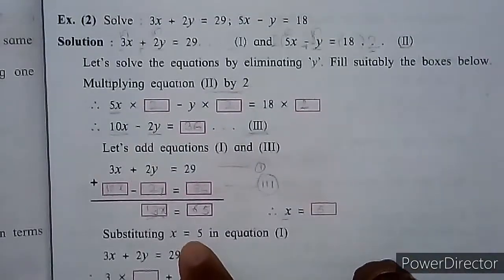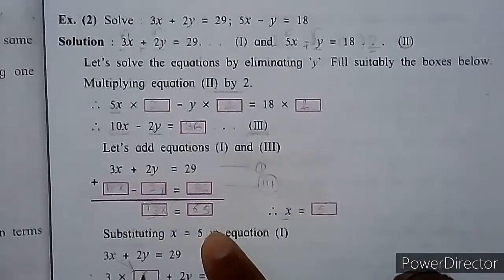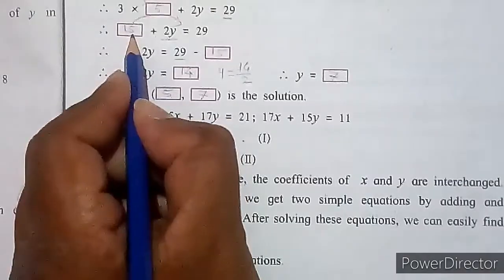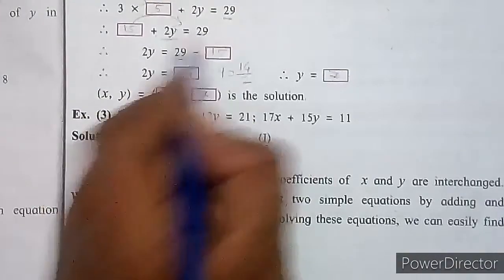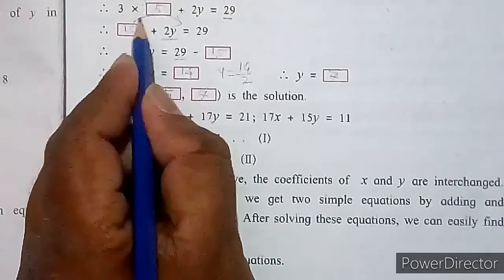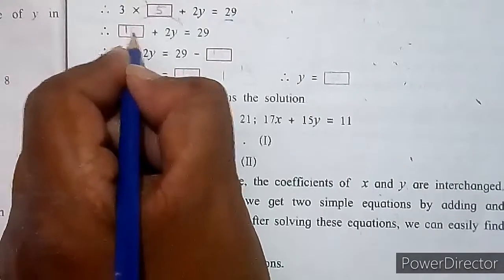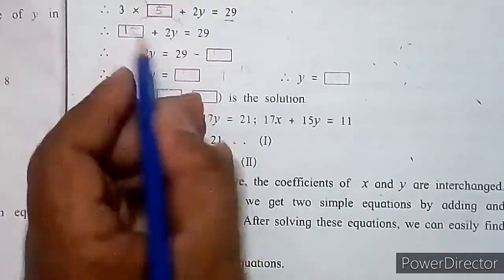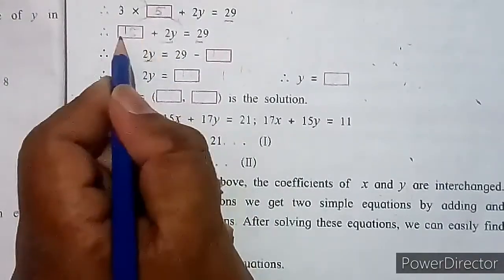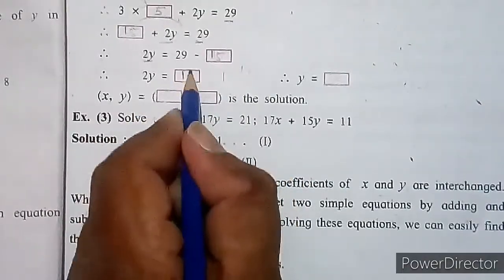Now put the value of x as 5, therefore 5 plus 2y equals 29. Now 3 fives are 15, plus 2y equals 29, then 2y equals 29 minus 15. On change of side, plus 15 becomes minus 15, so 2y equals 29 minus 15, which is 14.